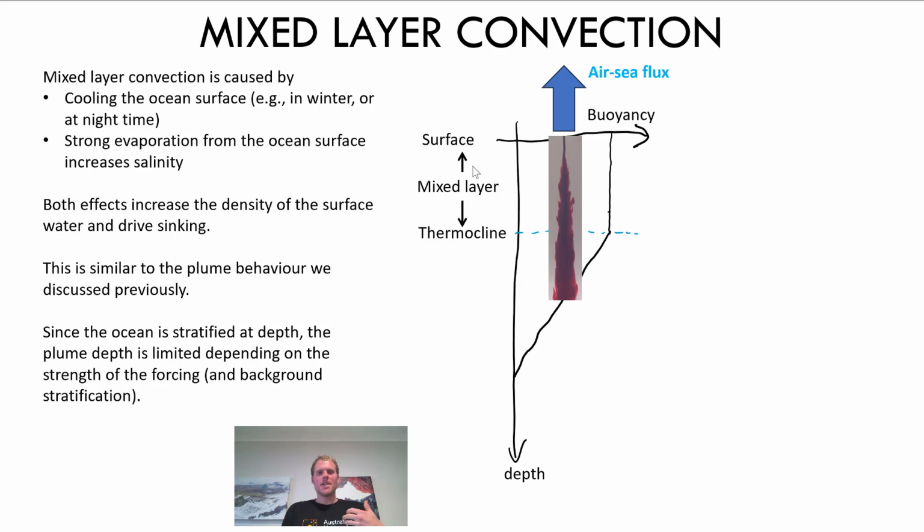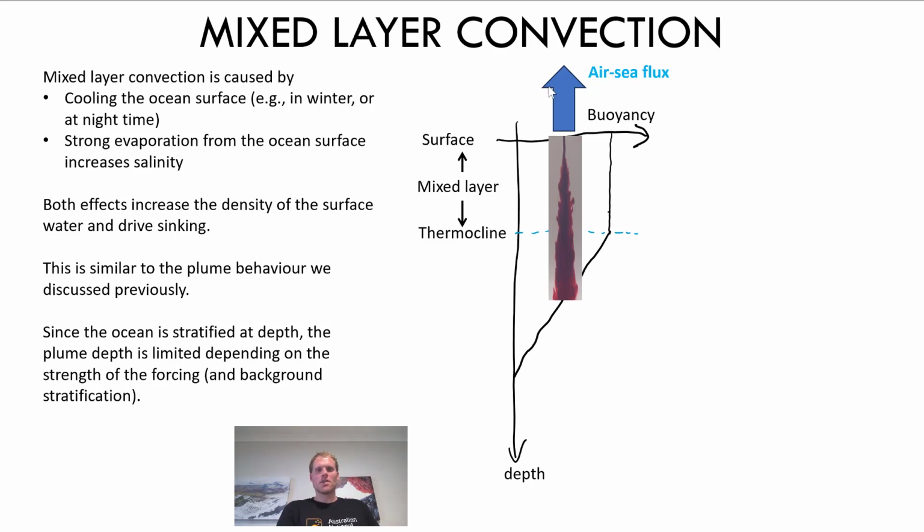Now, how effective the convection is at mixing up and deepening the mixed layer depends on how strong the buoyancy anomaly, how strong the air-sea flux is that is driving the cooling or the evaporation. So the stronger that is, the deeper the cold or dense fluid can reach beneath the original thermocline before it hits its neutral buoyancy level, and that sets the bottom of the region it can mix.